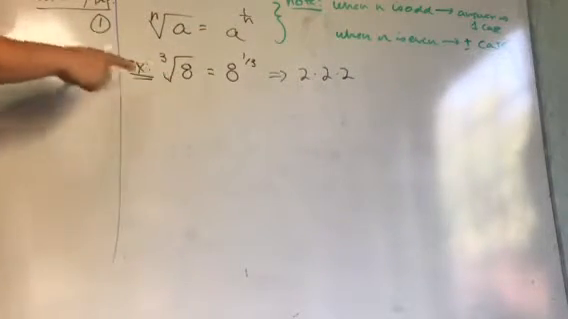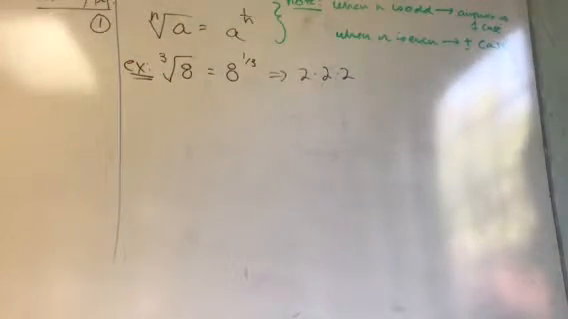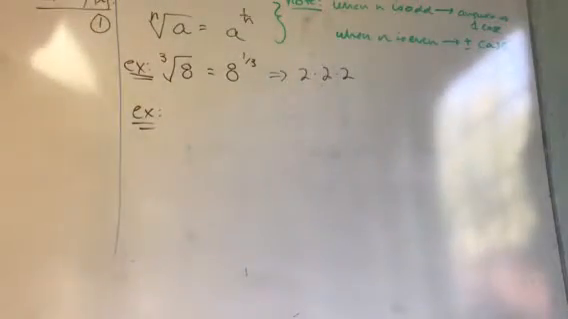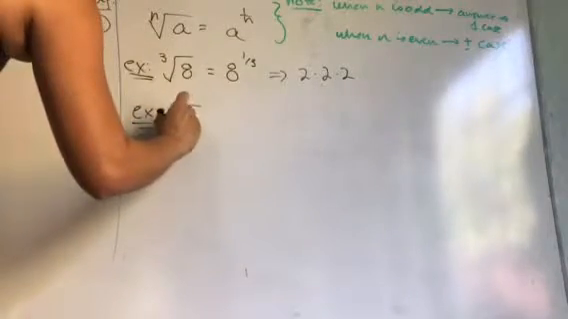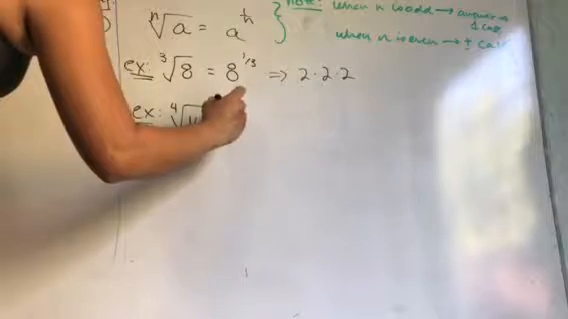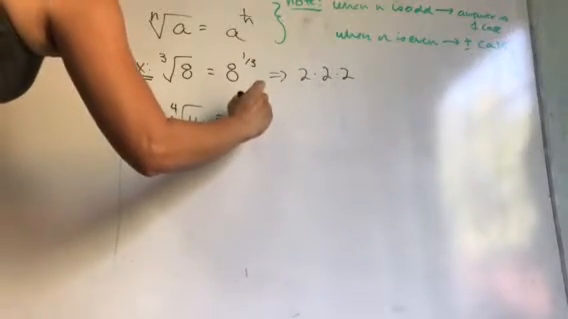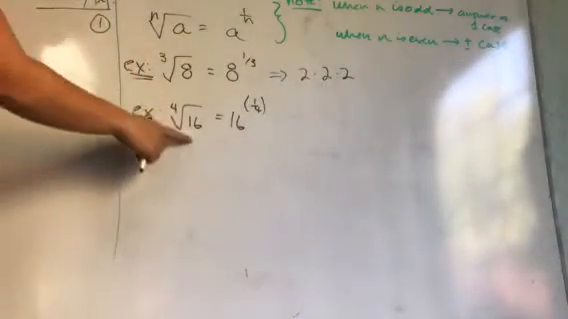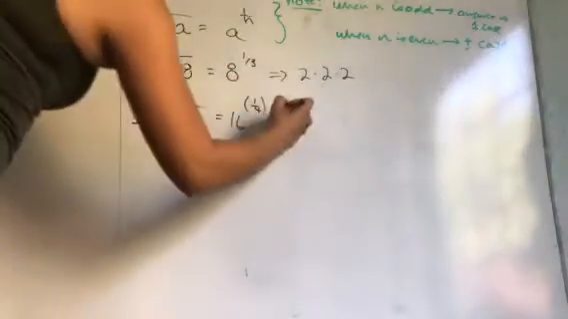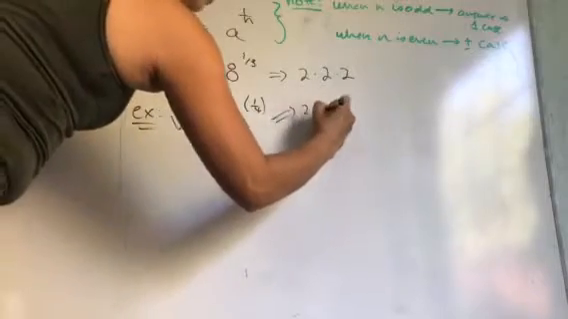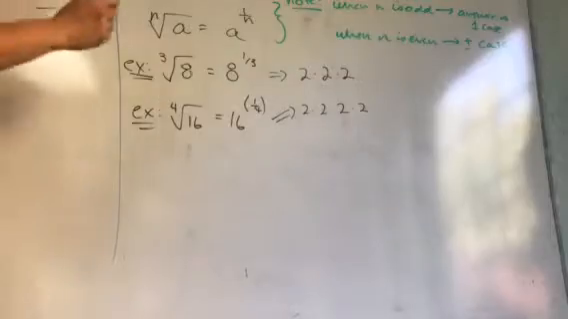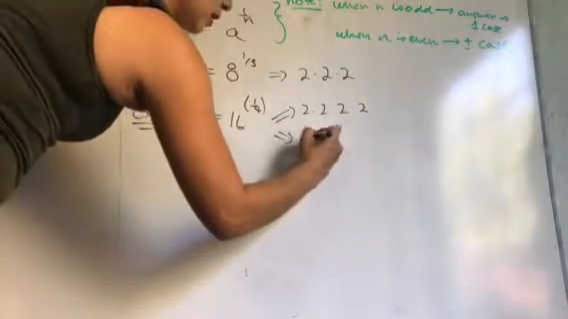Now a second example would be the fourth root of 16. Again, we can rewrite it as 16 to the 1/4 power. What we're asking here is what number multiplied by itself 4 times will give us 16? Your immediate answer would be 2 times 2 times 2 times 2, which equals 16. The other answer that you need to consider is negative 2.